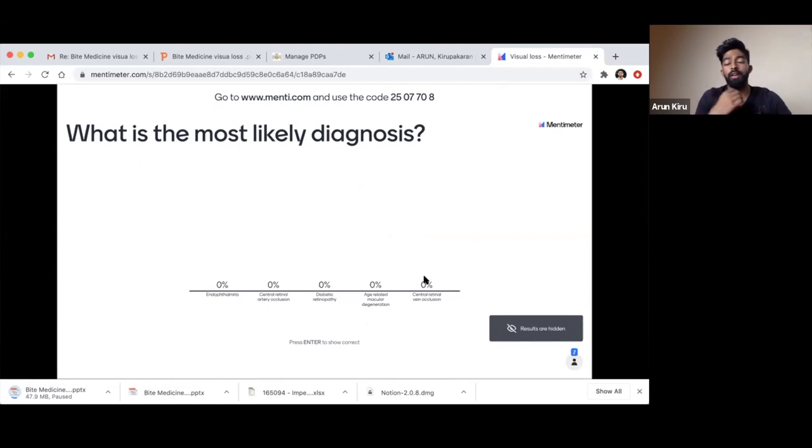So I'll go over the key points. Sudden painless loss of vision, diabetic, hypertensive, smoker, and suddenly you've got all four quadrants, basically lots of hemorrhages and cotton wool spots. Got 5 seconds left. Try put down an answer.